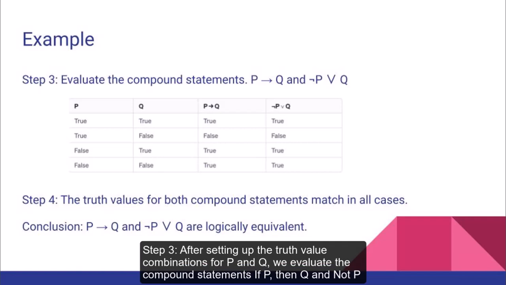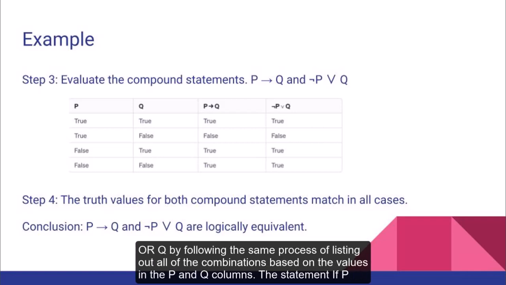Step 3. After setting up the truth value combinations for P and Q, we evaluate the compound statements "if P, then Q" and "not P or Q" by following the same process of listing out all of the combinations based on the values in the P and Q columns.